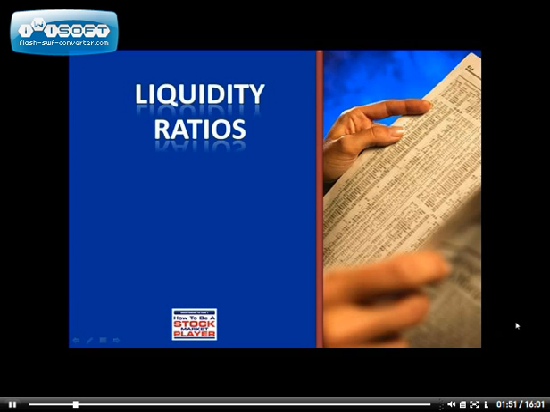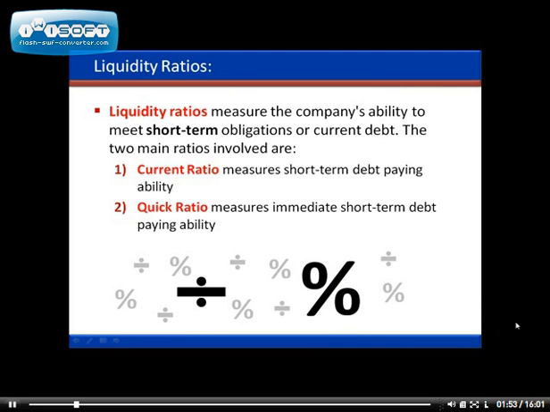So let's look at liquidity ratios. Liquidity ratios basically measure a company's ability to meet short-term obligations or current debt. And the two main ratios involved in liquidity are current ratio and quick ratio. Current ratio measures short-term debt paying ability, and quick ratio measures the immediate short-term debt paying ability.